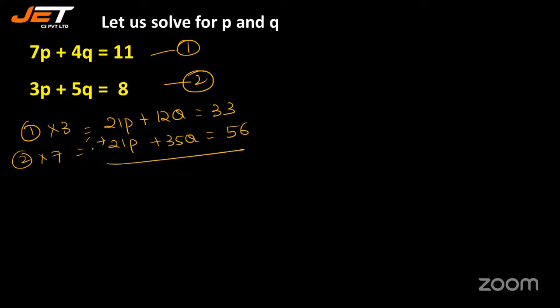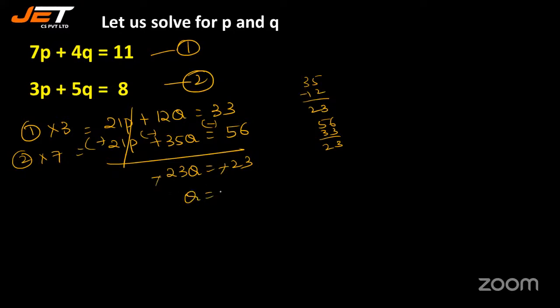All right. So now let us change the signs. Okay. So what is 12 minus 35? 35 minus 12. It becomes minus 23q is equal to 56 minus 33. 5 minus 3 is 2. Minus 23. Okay. So minus minus gets cancelled. So q is 23 by 23, which is 1.